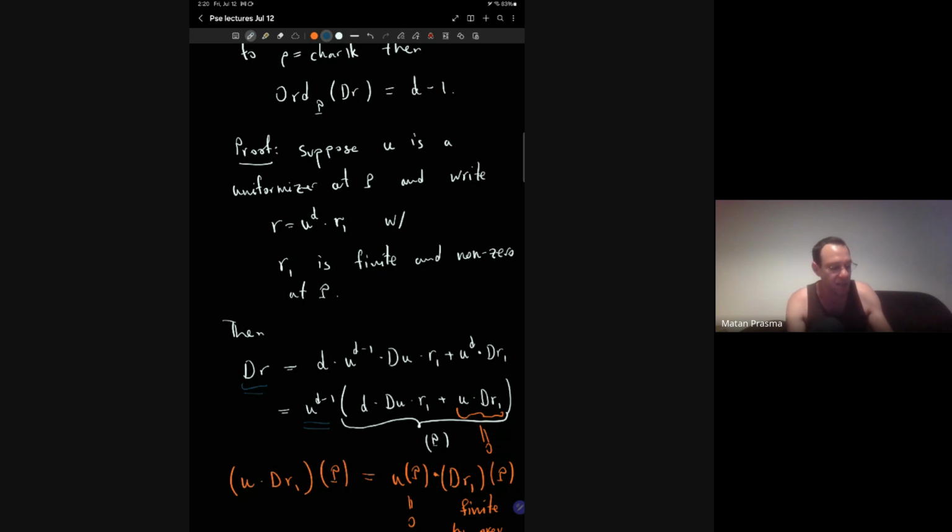If it is the case, then since R1 is finite and non-zero at P, then I will get D times something that is finite and non-zero at P times something that is finite and non-zero at P. So this is plus 0. So all in all, I will get something finite and non-zero at P. Is this clear? I have a feeling I lost you here.